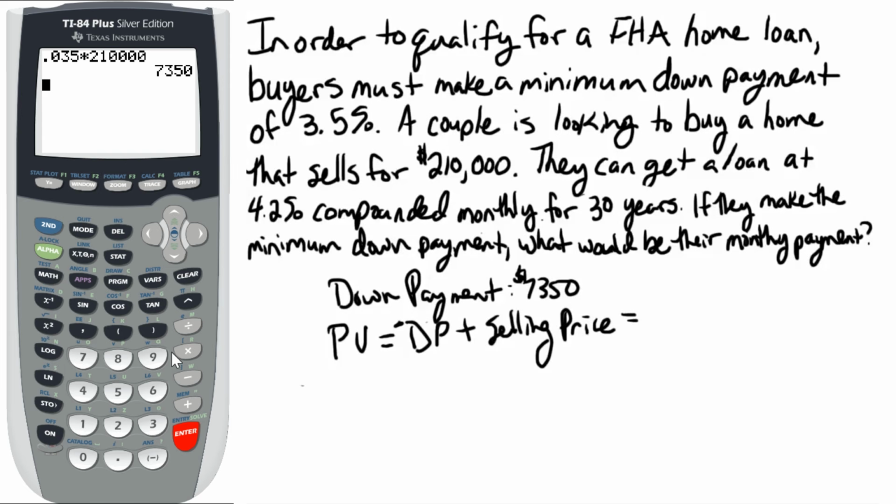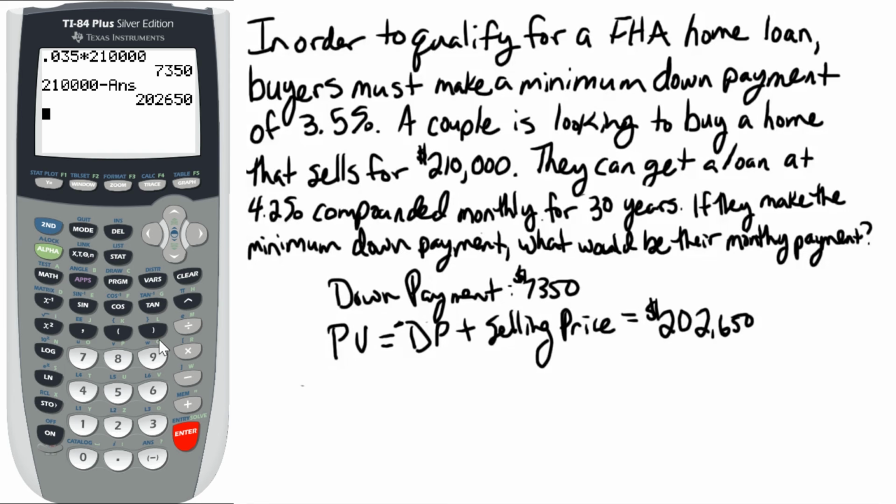I go to the calculator and say 210,000 minus that down payment that we just found. We can see that the present value of the loan that we're actually going to need to get is $202,650. So this is how much money we actually need to get a loan for after the $7,350 payment has already been made up front.